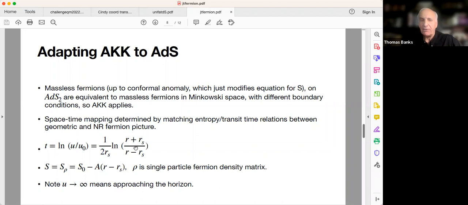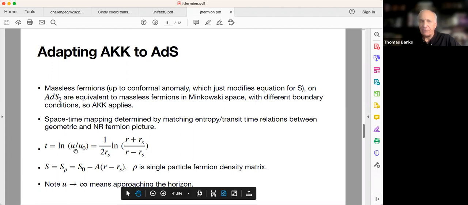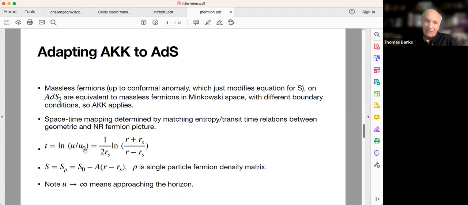On the other hand, if I think about fermions in an upside down oscillator, I can think classically about the transit time of the fermions to start at the top of the potential and fall down to a point U, okay? And U zero is the place, if I start at the top of the potential, of course, I don't move. And if I start a little bit away, then I do move, and the time it takes to fall to U equals infinity is logarithmic in U, and that matches this logarithm here.